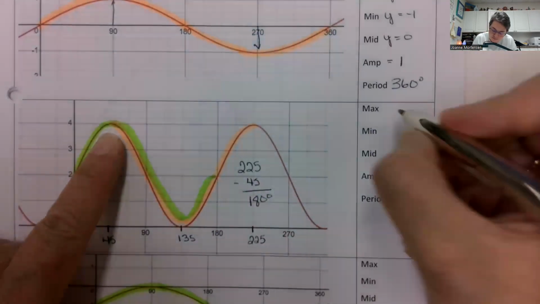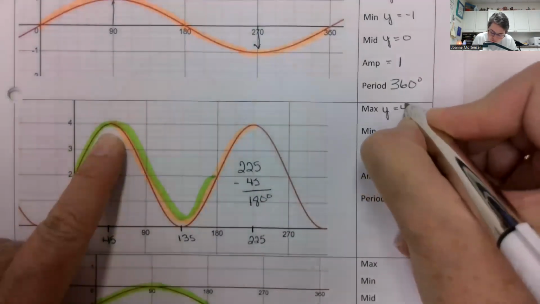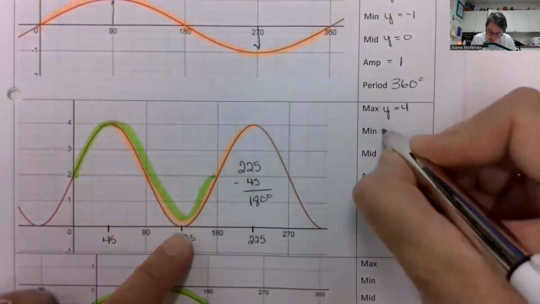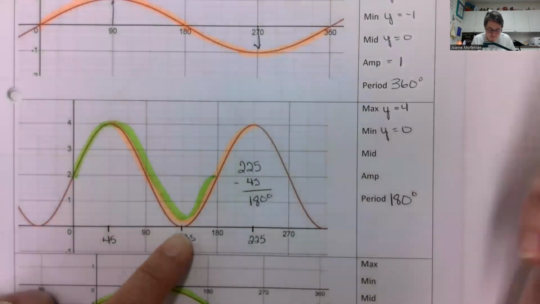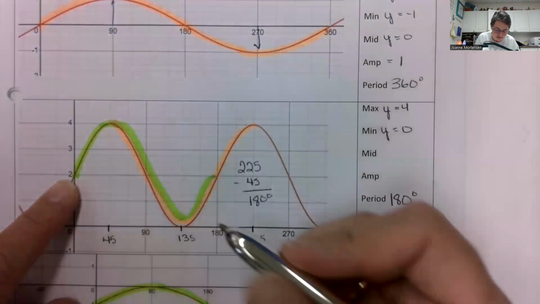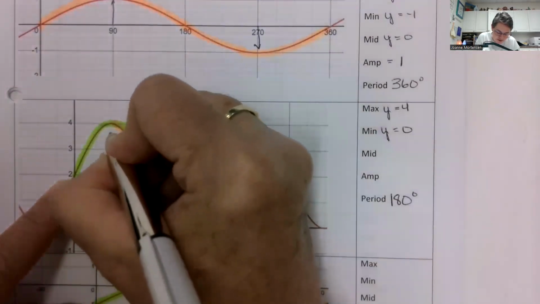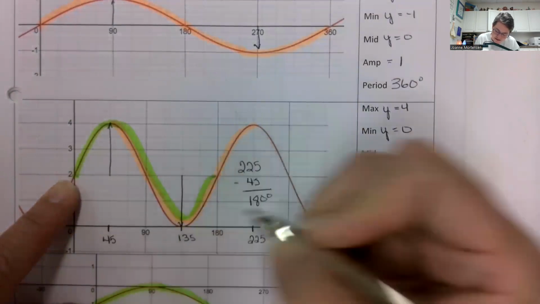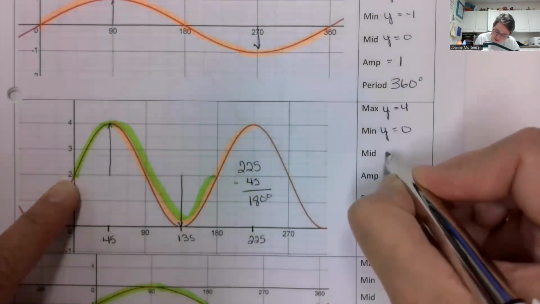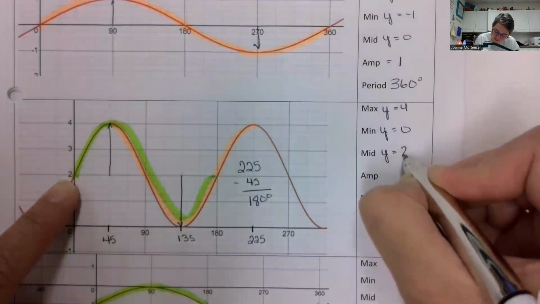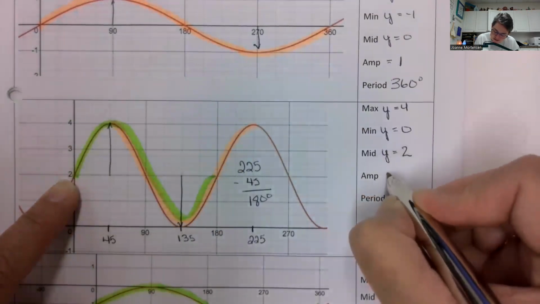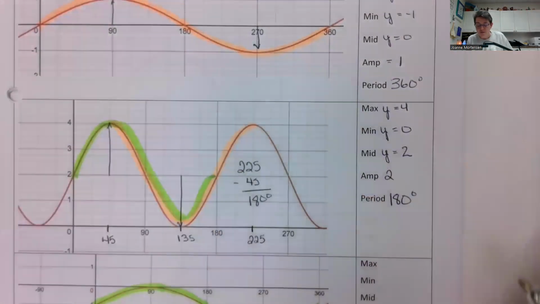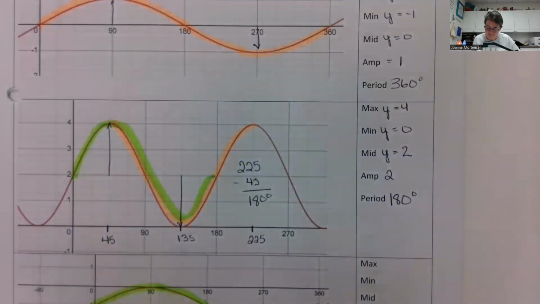All right, maximum. Y is equal to 4. Y is equal to 0 is my minimum. So halfway in between. And before I give in, I'm going to make sure that's 2 boxes, and that's 2 boxes. So that means my midline must be y is equal to 2. And my amplitude is 2. Those do not have to be matchy-matchy. That was just a fluke.